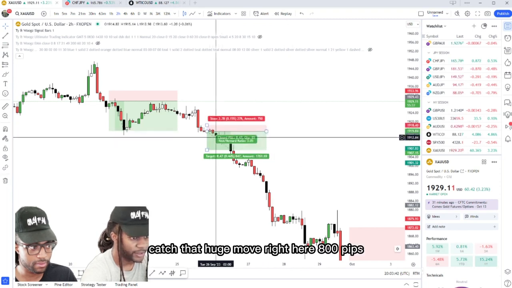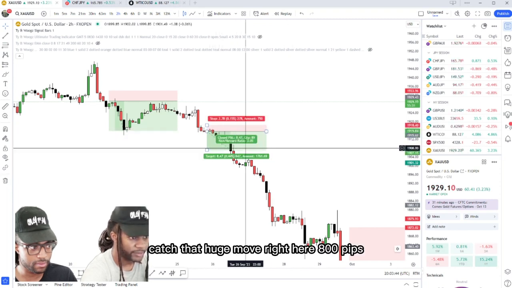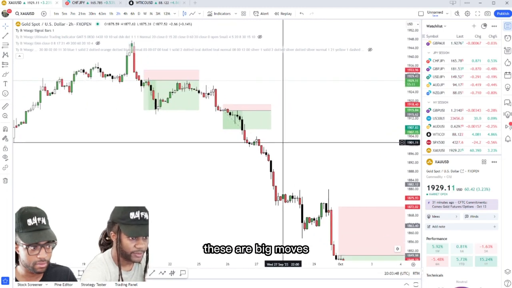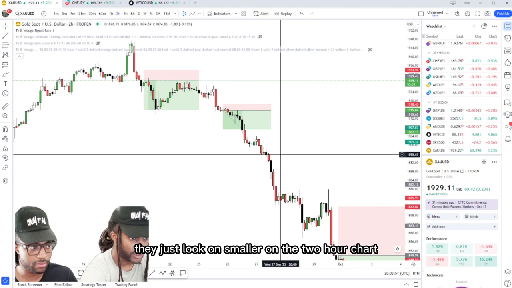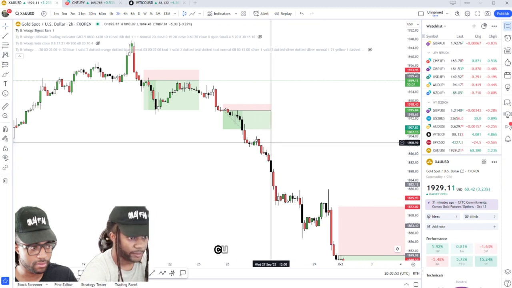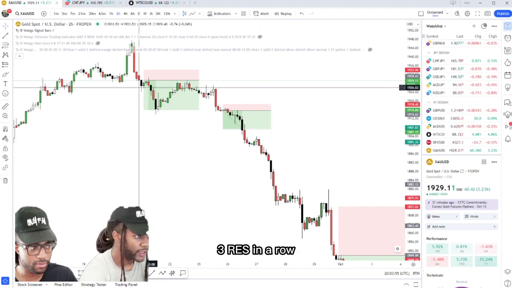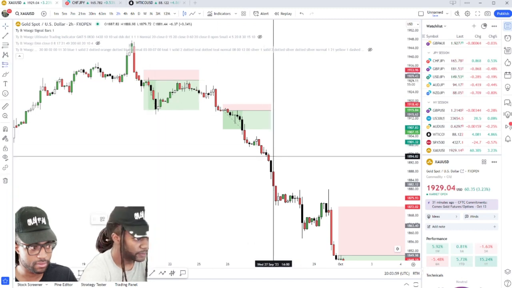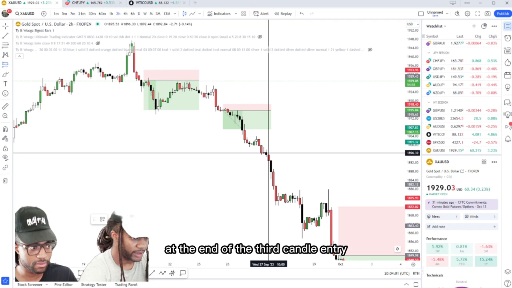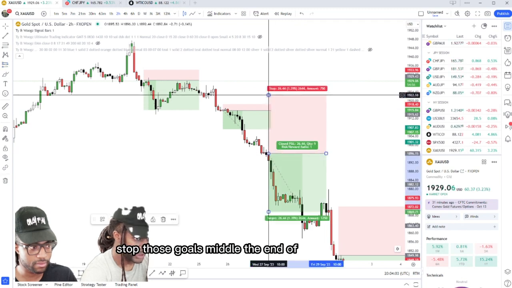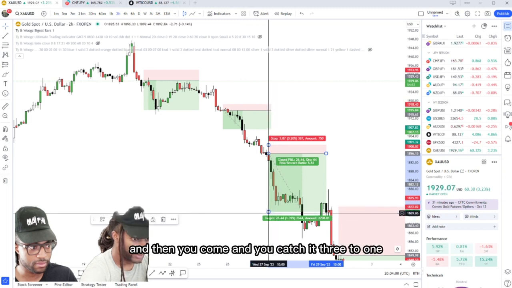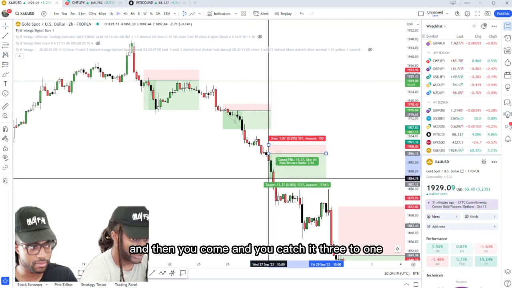Catch that huge move right here, 800 pips. Because this is a 2-hour chart, guys. So on the 5-minute, these are big moves. They just look smaller on the 2-hour chart. Come right here, 1, 2, 3 again, 3 reds in a row. Same thing. Come at the end of the 3rd candle, entry, stop loss goes at the end of the 2nd candle, and then you come and you catch your 3-to-1.